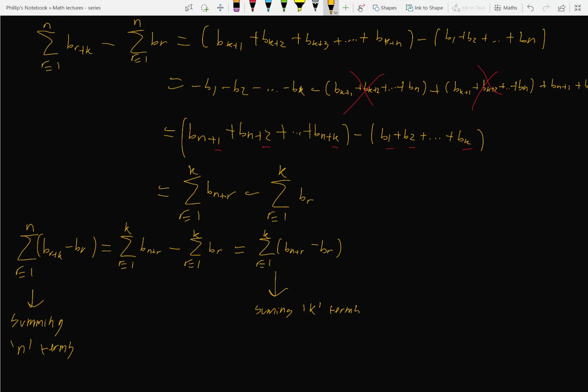So telescoping series, we haven't got a nice formula for the series as we did with an arithmetic series, but we've got a way to reduce the number of terms that we're summing. We don't need to sum up n terms, we only have to sum up k terms. So if we've got r plus, whatever, r plus 3 minus r squared, all we need to sum up is 3 terms.